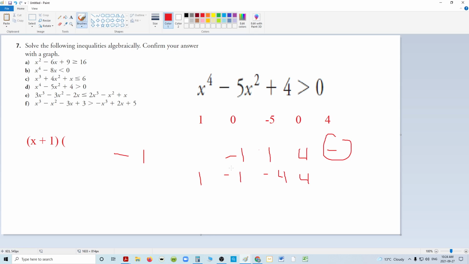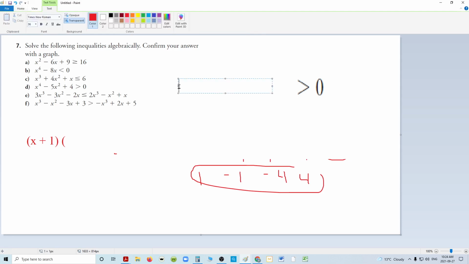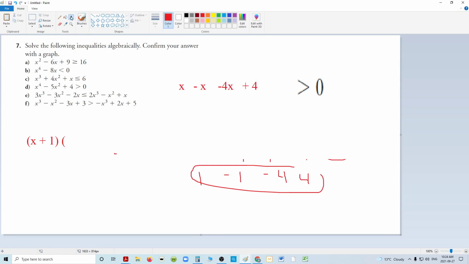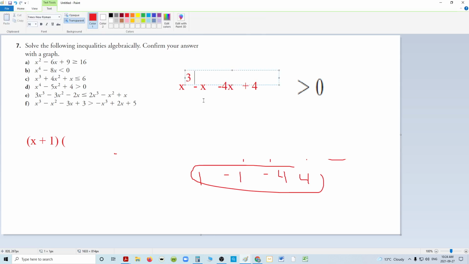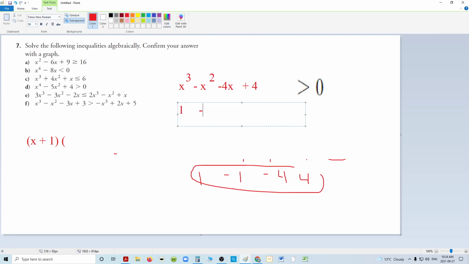We're left with a cubic. Okay, and you should always see if 1 can work twice. So you're left with x cubed minus 1x squared minus 4x plus 4. And you're still doing the same thing. So we're left with a cubic here and a squared here. So the numbers in front there are 1, minus 1, minus 4, 4.